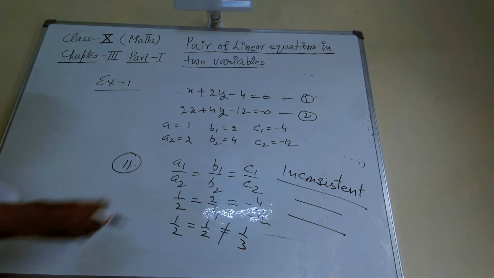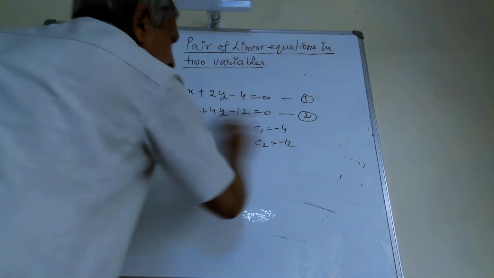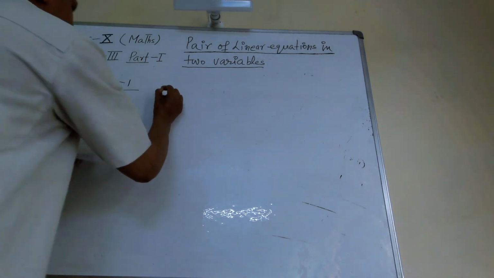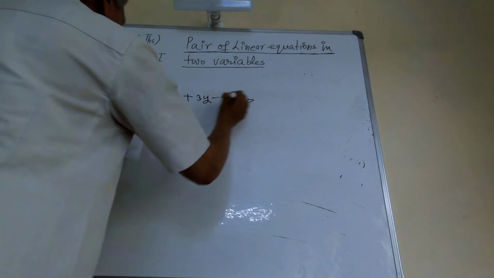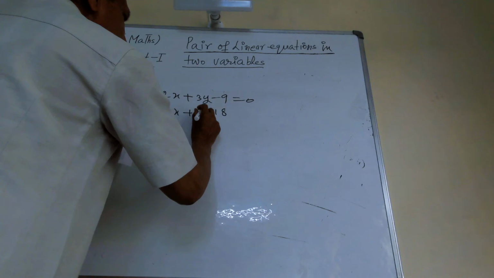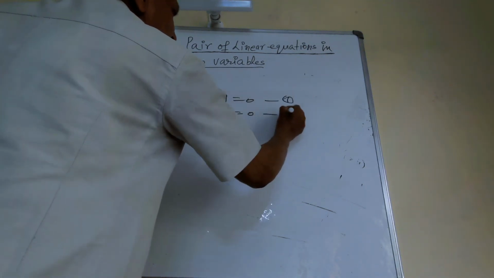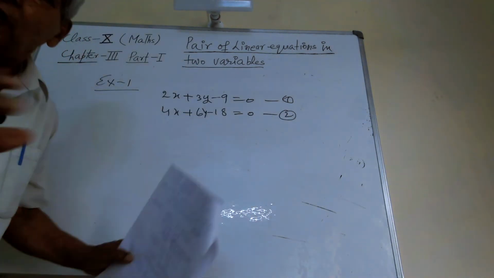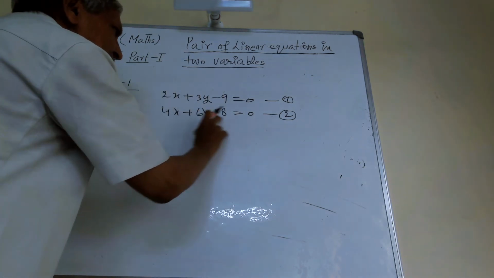So now again, I am taking one more example. 2x plus 3y minus 9 is equal to 0 and 4x plus 6y minus 18 is equal to 0. This is the first equation and this is the second equation. First check whether these two equations are in standard form or not. The first is in standard form. The second is also in standard form.